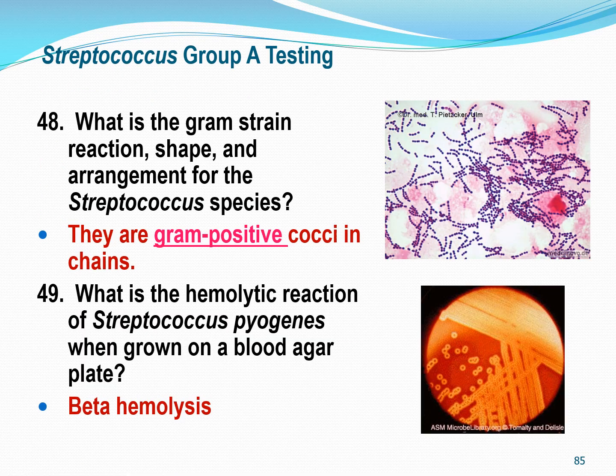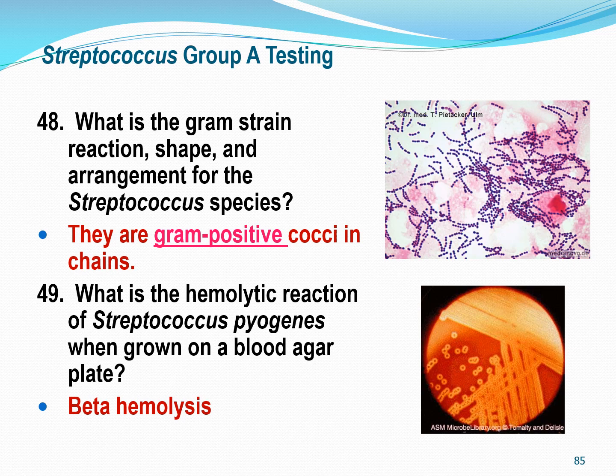So, Streptococcus group A testing. What is the gram stain reaction, shape, and arrangement of the Streptococcus species? Because remember, you want to understand the gram stain reaction, the shape, and the arrangement of these species. Streptococcus species are gram-positive cocci in chains. You'll see the little chains up there, right?